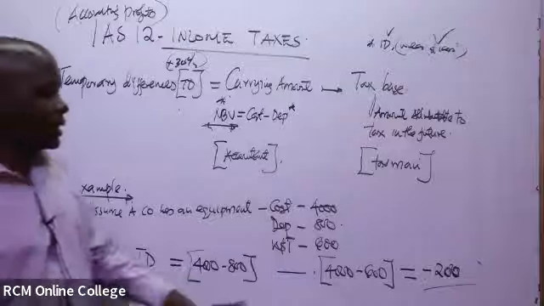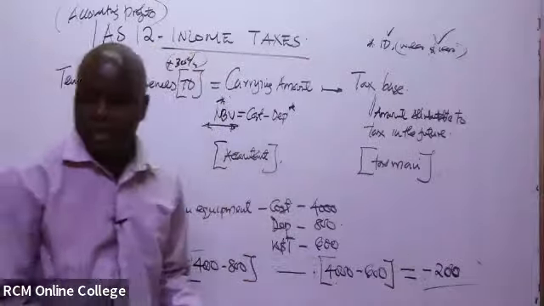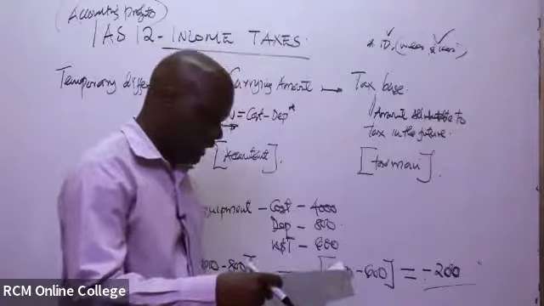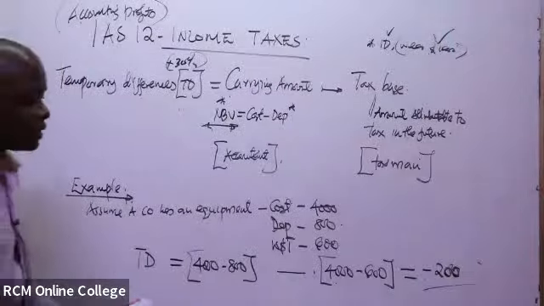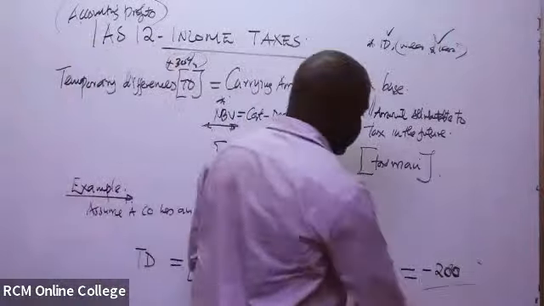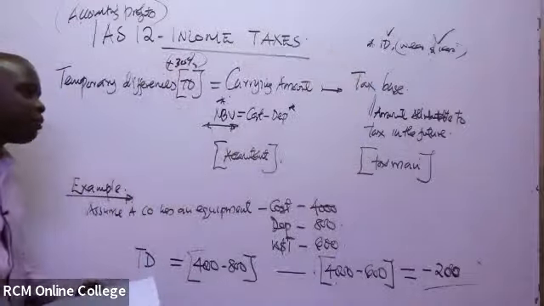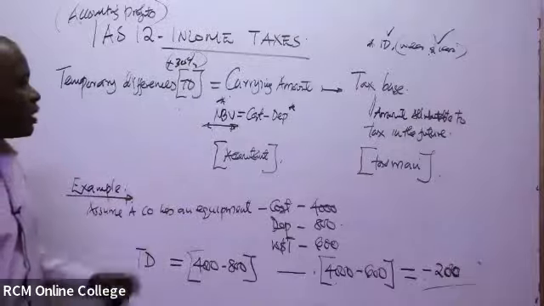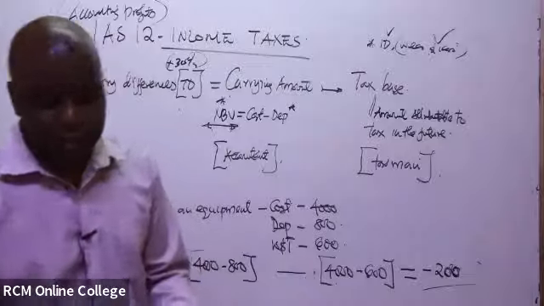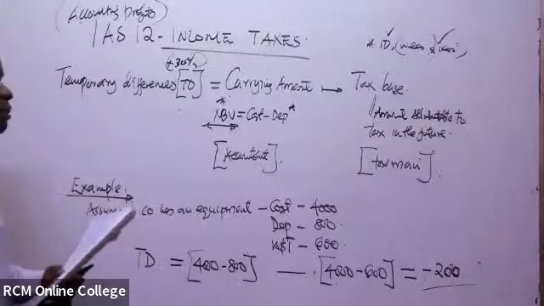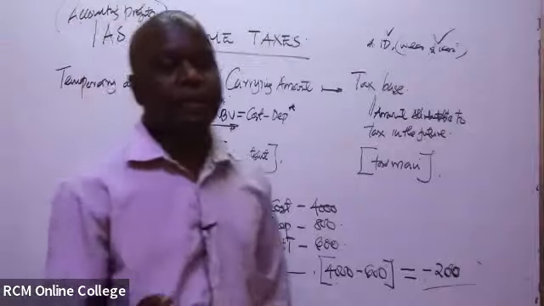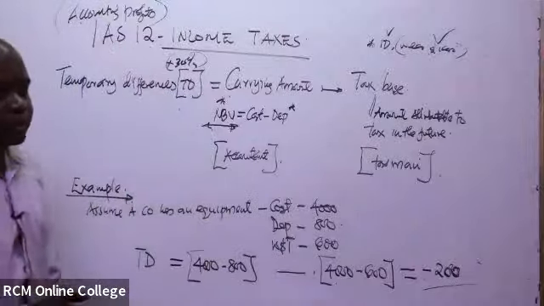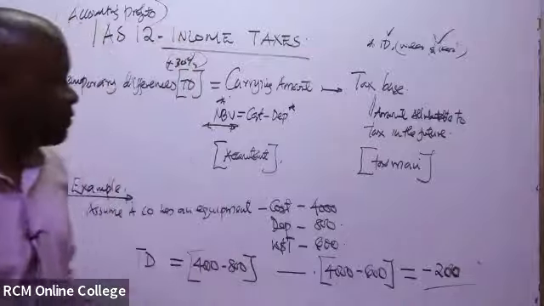When it is negative, we refer to it as a deductible temporary difference. But when you get it as a positive, it will be a taxable temporary difference. In simple terms, that is how you arrive at the temporary difference. Now, there are types of temporary difference. They are two: deductible and taxable. If it is negative, it is deductible. If it is positive, it is a taxable temporary difference.